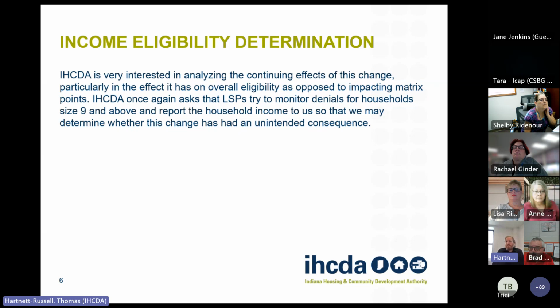And as in previous years, IHCDA is very interested in analyzing the continuing effects of this change, particularly the effect it has on overall eligibility, as opposed to impacting the matrix points. And so we are asking that all subgrantees try to monitor their denials, their income denials specifically, for households size 9 and above, and report that to us so that we can determine whether this change has had an unintended consequence.